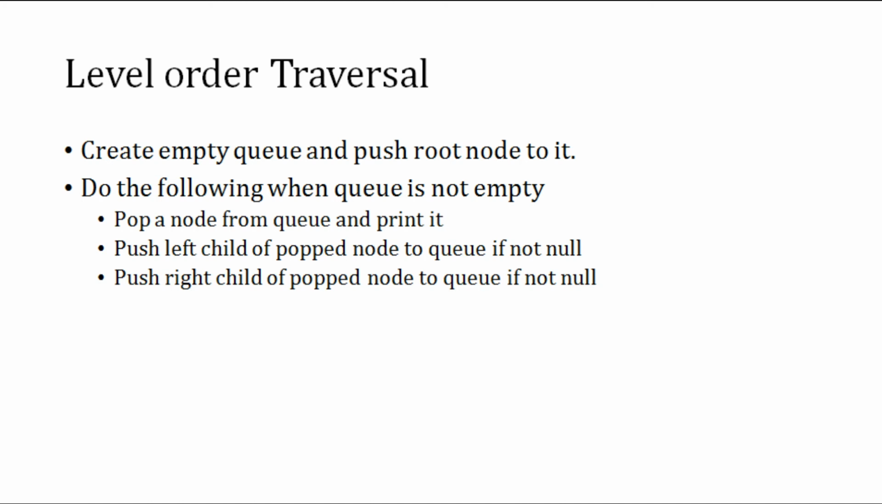Level order traversal. In level order traversal, we create an empty queue and push the root node to it. And we need to do the following when the queue is not empty: we need to pop a node from the queue and print it. Push the left child of the popped node to the queue if not null, and push the right child of the popped node to the queue if not null. We need to repeat these steps until the queue is empty.